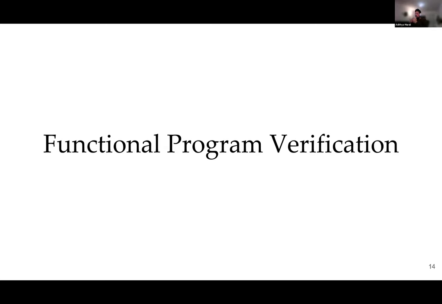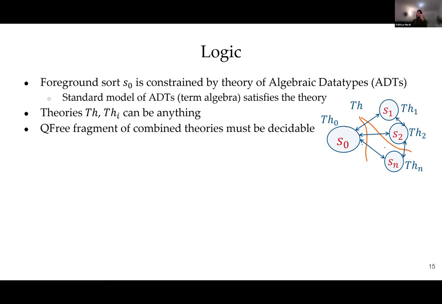So now let's look at a second domain, namely functional program verification, and I'll go through the same things that we did in the imperative world and actually show that it's thrifty and that it works. So here the logic is a little different. We had in the imperative world an uninterpreted foreground sort. That's not true here. The foreground sort is typically constrained by a theory of algebraic data types. Like I said, the foreground sort is the primary objects about which you're stating your verification problems or your theorems. In functional programs, those are algebraic data types.